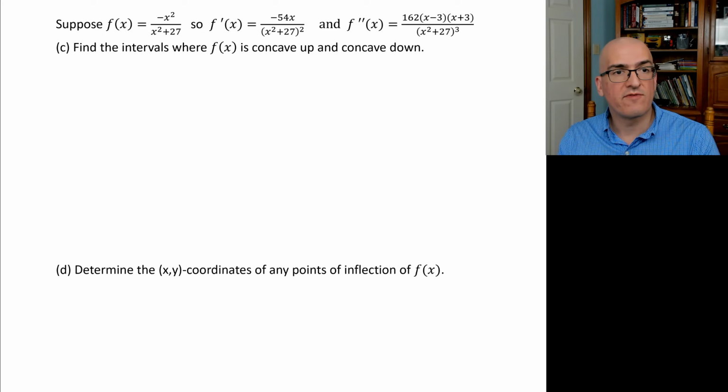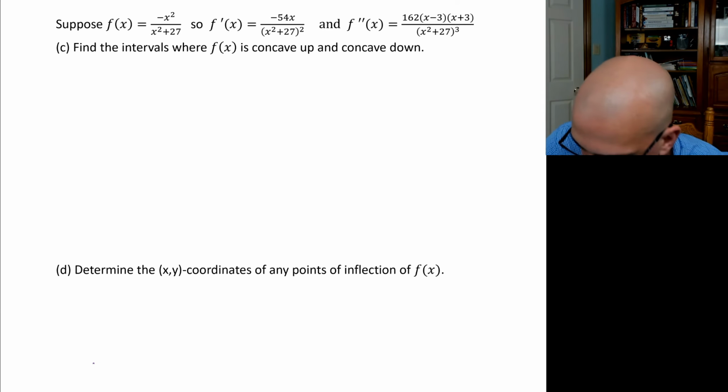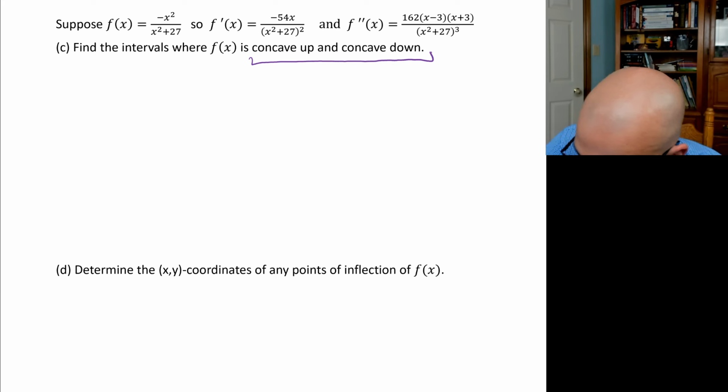Right, part C, find the intervals where the function is concave up and concave down. This is where we need to rely on the second derivative. So concavity comes from f double prime.